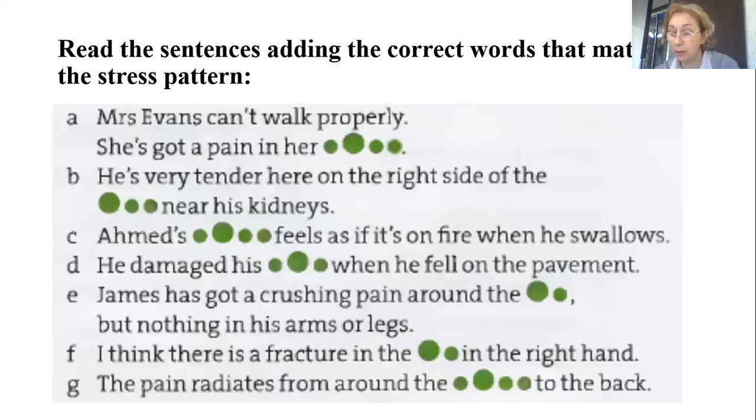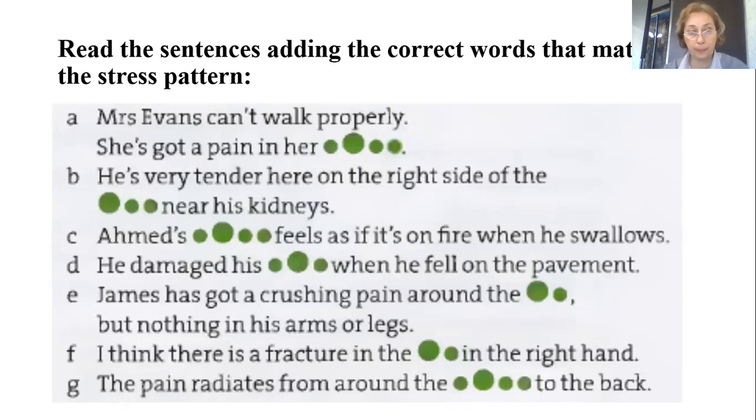Okay, good. So the next sentence is for Hashem. I think there is a fracture in the right hand corpus. Corpus. Yes, right. Good. Thank you. And now Nisanur. I'm sorry, it was G, right? Yes.